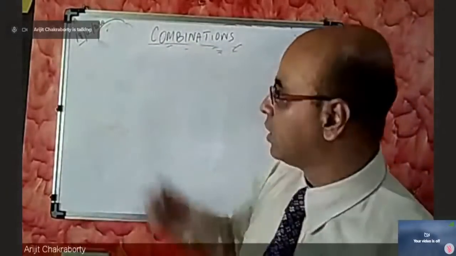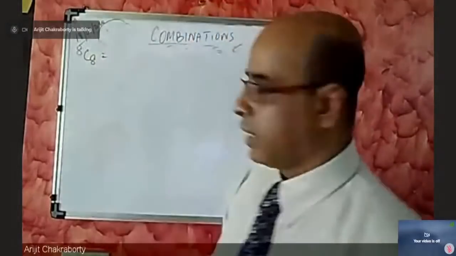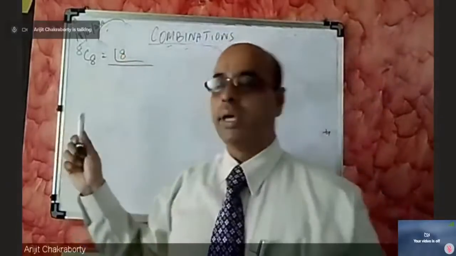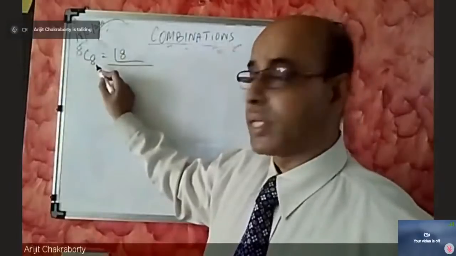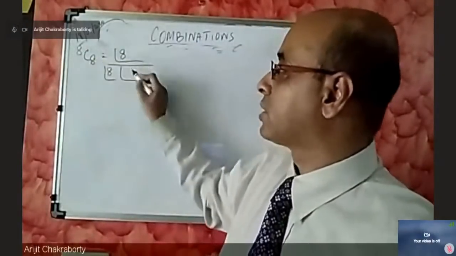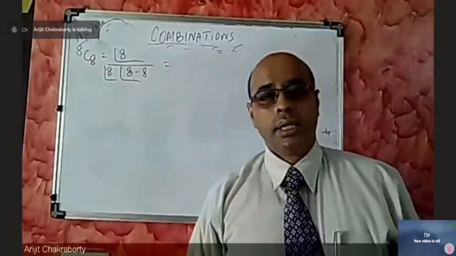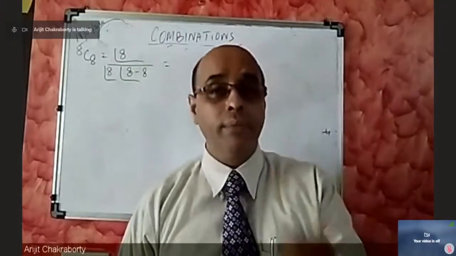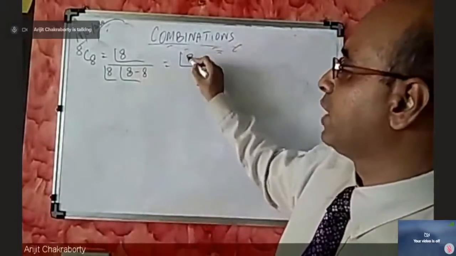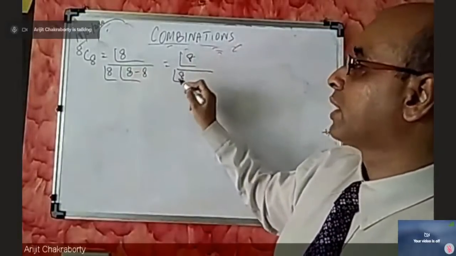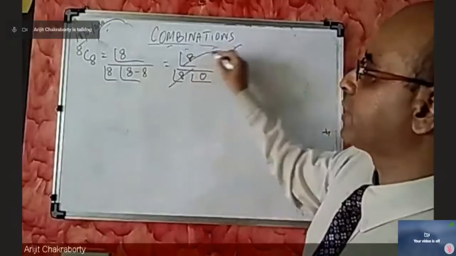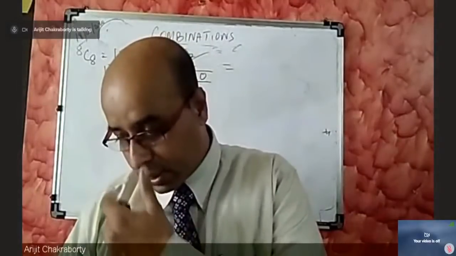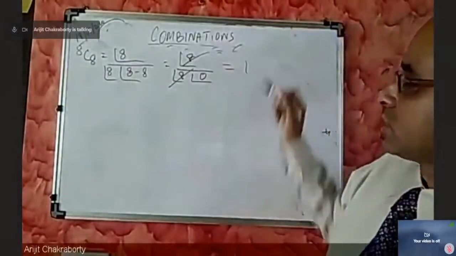8C8. 8C8 is how much? 8 factorial in the numerator. In the denominator it will be NCR, so R factorial, R is 8. So 8 factorial into 8 minus 8, because the formula is N factorial divided by R factorial into N minus R. So this comes out to 8 factorial in the numerator, and in the denominator 8 factorial and this is 0. So 8 and 8 cancel out, and you know that factorial 0 means 1. So this is 1.